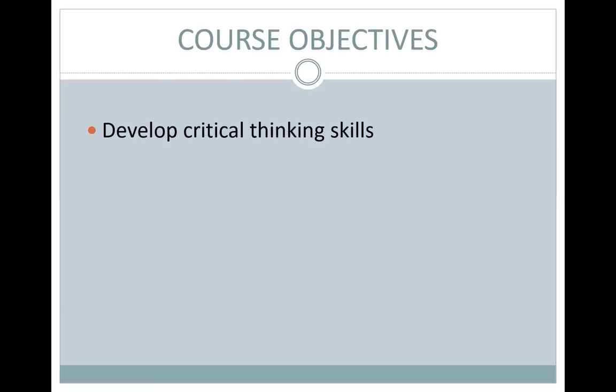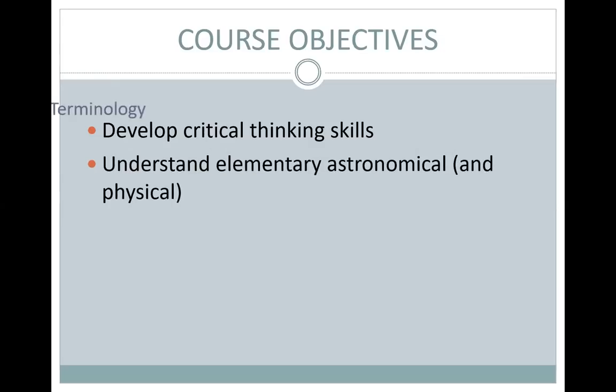Now, there's more we're going to do in this class beyond that, of course. But as a big picture, we're going to be developing critical thinking skills because it turns out that that's necessary for any type of science, astronomy included as well. We're also going to be understanding elementary, which is basically a phrase for introductory, astronomical and physical terminology and processes.